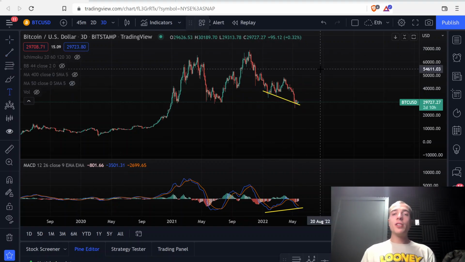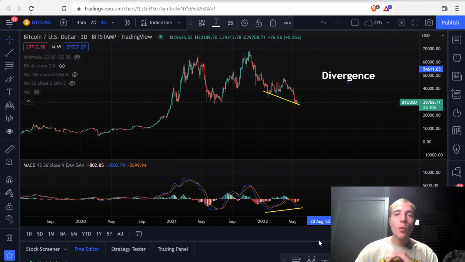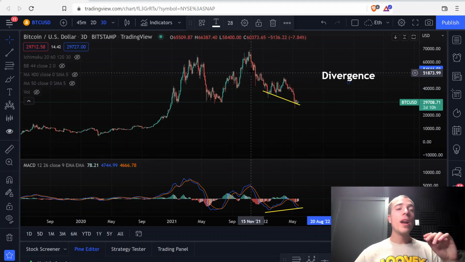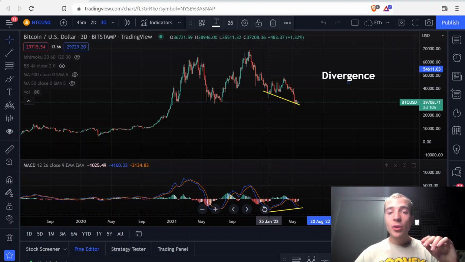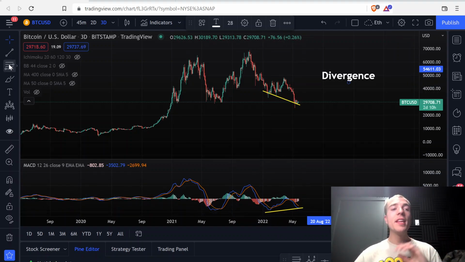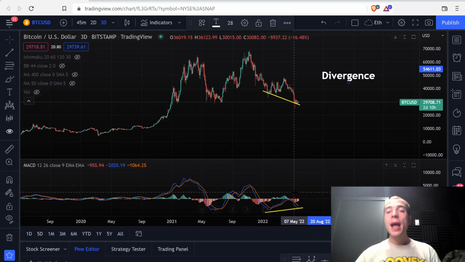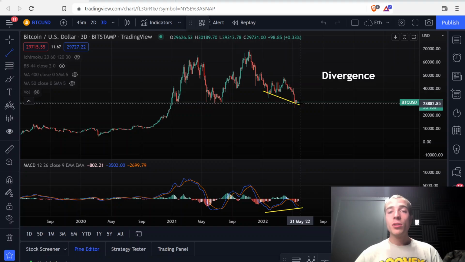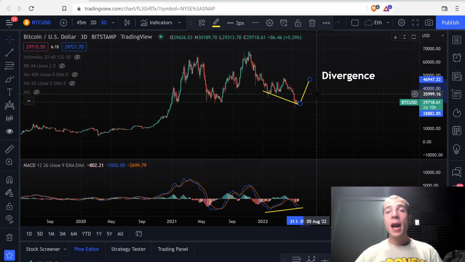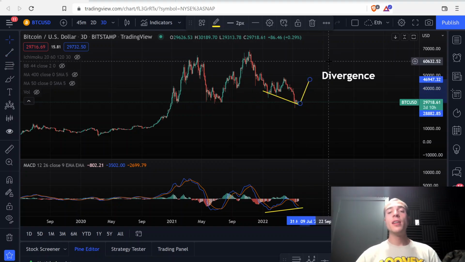This is called divergence. And you guys, basically what divergence is whenever the prices are showing a low and a lower low, but the MACD is showing a low and a higher low, this is bullish. This shows that the MACD is leading price, meaning that the MACD is already starting to make higher lows. Well, the price will soon follow and start to make higher highs and higher lows as well.